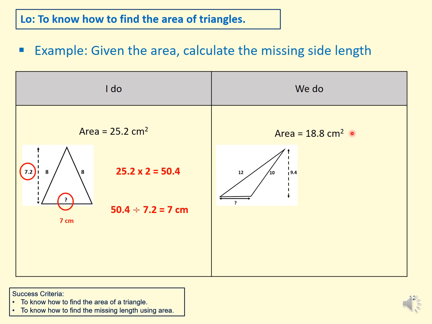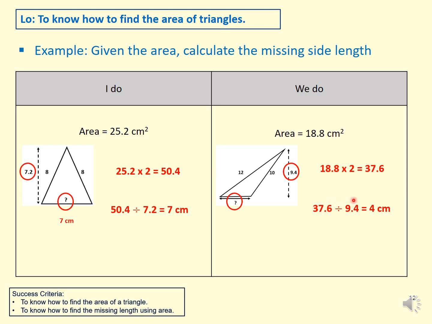Now again, I have the area, I want to find the missing lengths. So the first step was to times the area by 2. So if I times the area by 2, I get 37.6. Now I need to make sure I pick the right numbers in here. Which 2 is perpendicular height and base? If you remember, that was the perpendicular height and this was the base. So the number that I need to use is 9.4 and I'm looking for this one. So now I need to divide 37.6 by 9.4.